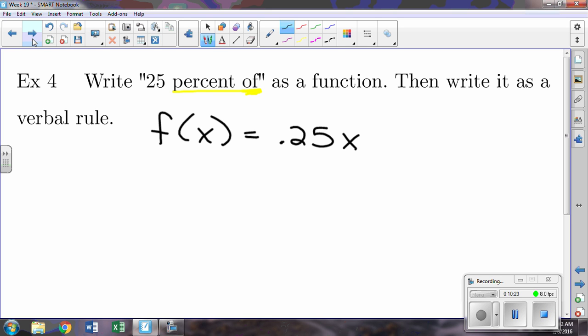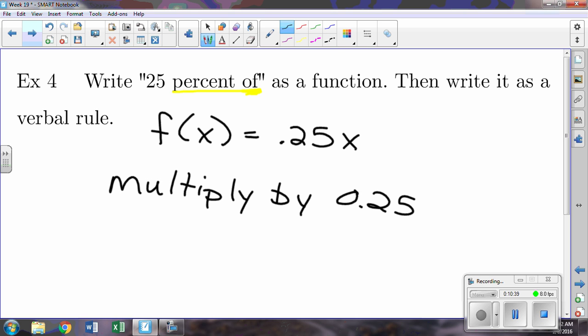What is this as a verbal rule? What did I just say? What operation did we do? 25% of is simply another way of saying multiply by 0.25, which we know is the same thing as multiplying by a quarter, which is the same thing as dividing by 4.